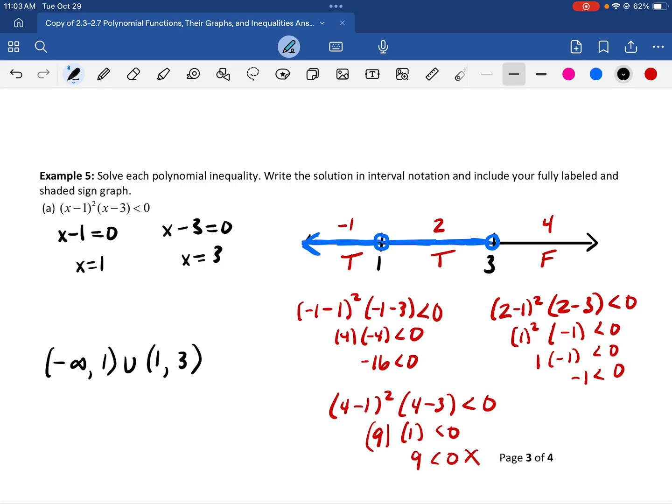This completes the notes for 2.3 and part of 2.7. Again, please do the ones that I didn't do with you and try to see if you can do them on your own and test, and then check your answers on the answer key in Moodle.